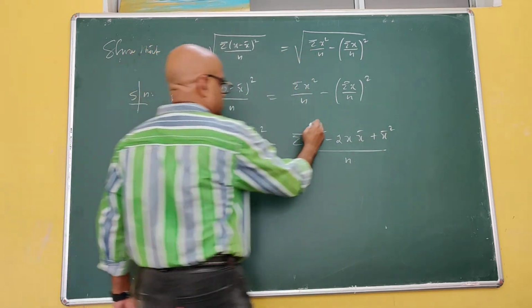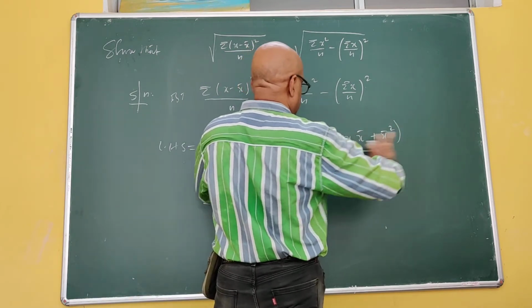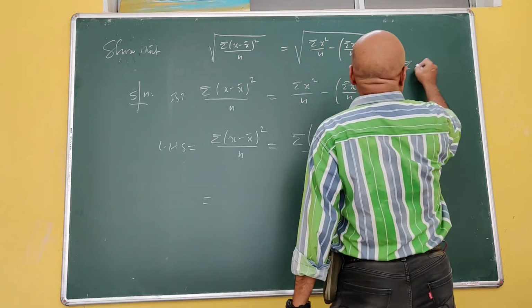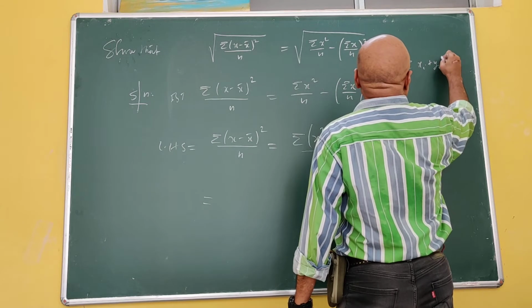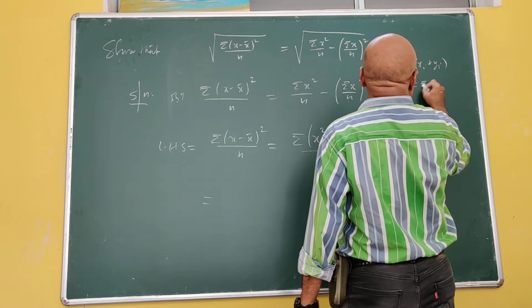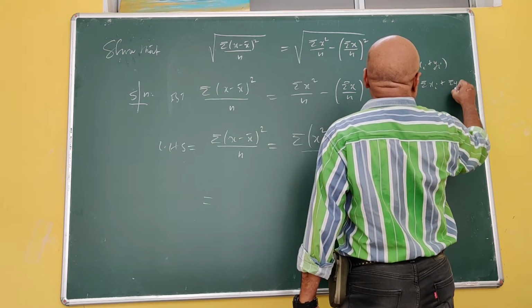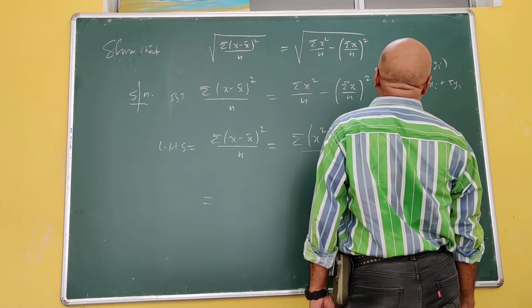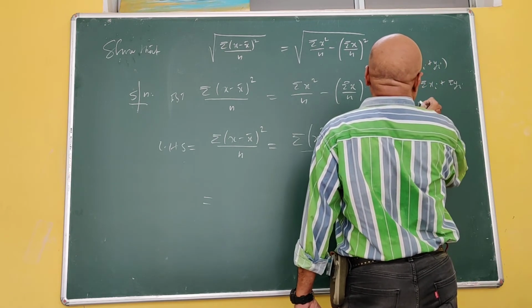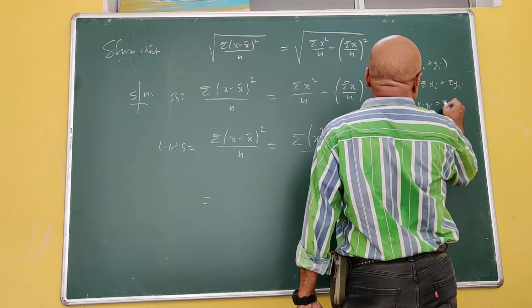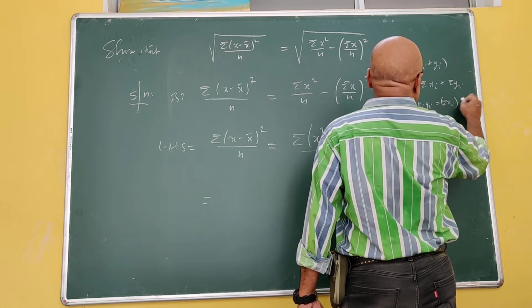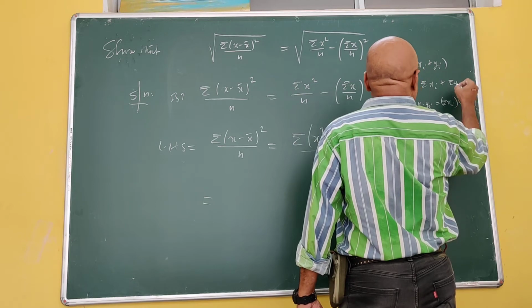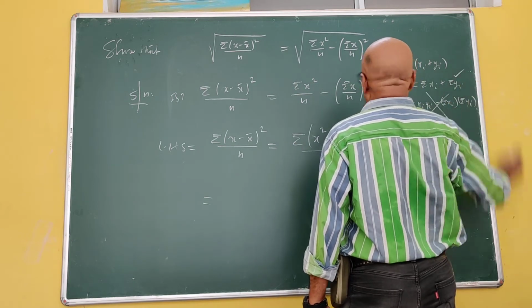Summation can be spread out: if you have summation of xi plus yi, you can write it as summation xi plus summation yi. That's not the case with multiplication. You cannot write summation xi times yi as summation xi multiplied by summation yi. This is not correct, but the other is correct.